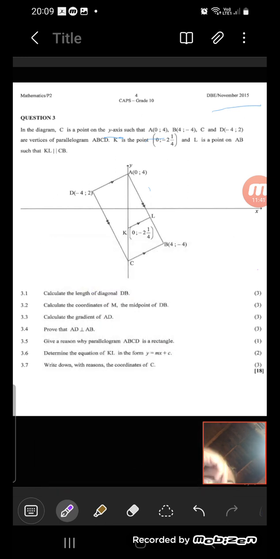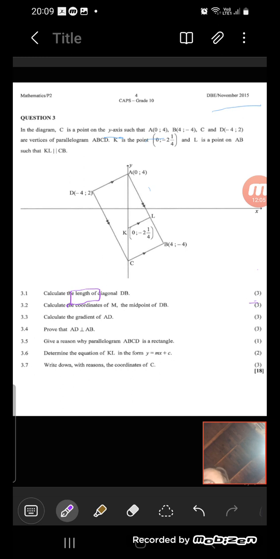Calculate the length of diagonal DB. Now, as soon as you see lengths, that's 3 marks. Yay! Because you've written out your distance formula, you already know which one to use. The key word here is length or distance.